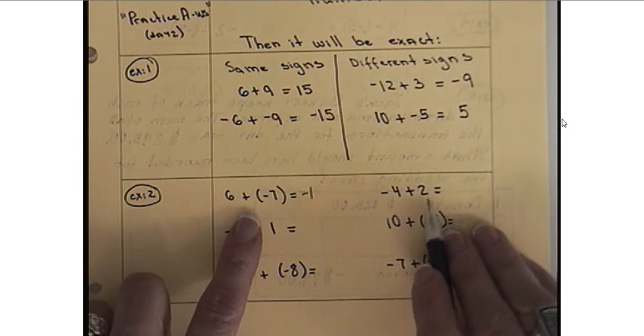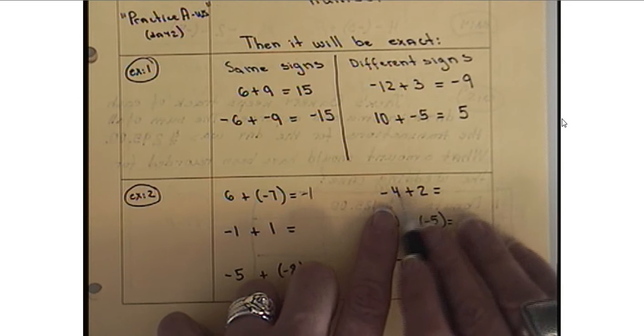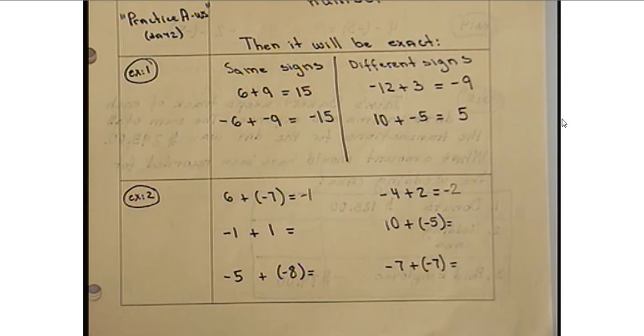Negative 4 plus 2. Same thing. Both numbers have a different sign, so we have to subtract those two. 4 minus 2 is 2. The larger number has a negative sign, so my answer has a negative sign.